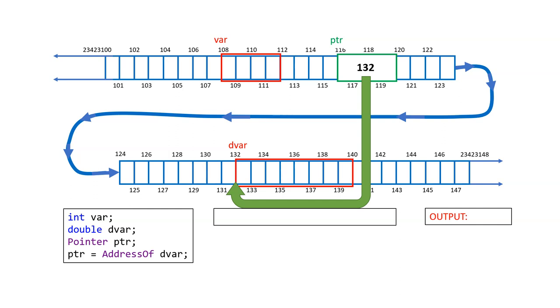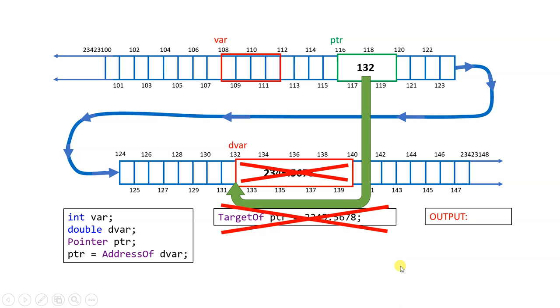Well, that was your question, right? So if I want to do that and I want to set the target of PTR to 2345.5678, how does it know it's 8 bytes? We just put 4 bytes over there, right? How does it know it's 8 bytes? So, sadly, that's not going to work. We want to do this. It's not going to work.